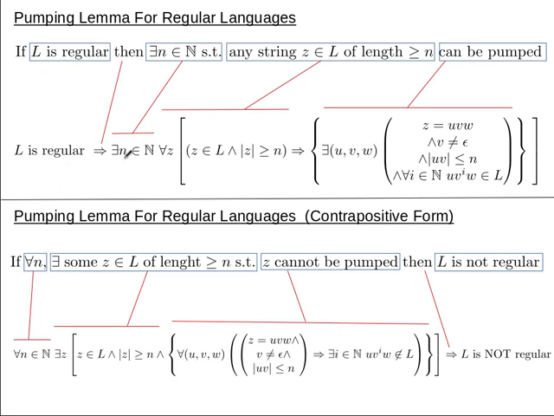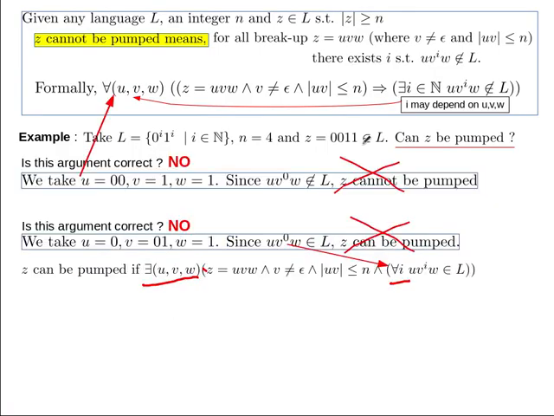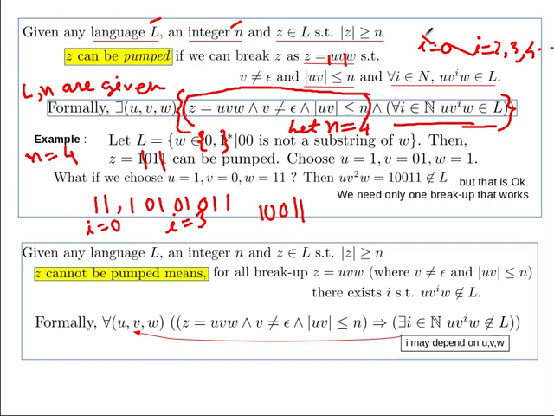So L is regular implies there exists n such that any string in L of length at least n can be captured like this. For all z in L and length of z greater than or equal to n implies z can be pumped, and this was the statement for z can be pumped. I just plugged it there.